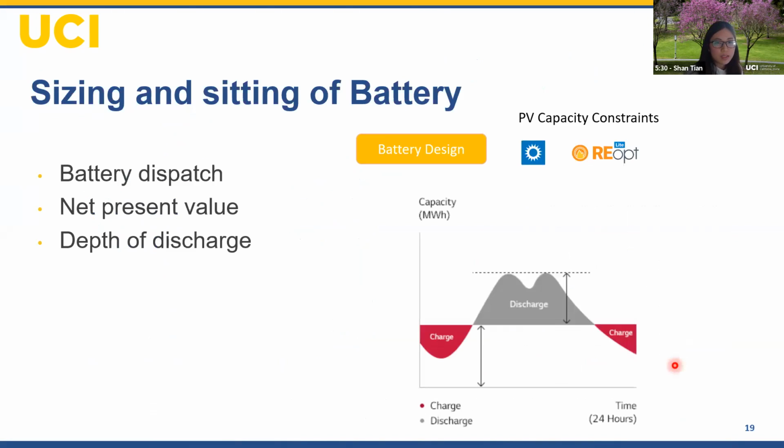The battery is used for shifting the electricity load by charging during the load valley and discharging during the peak load period. SAM and REopt are used to maximize the system net present value based on the system capital cost, net load, and the PV capacity constraints from the conceptual design. To reduce the maintenance and replacement of the battery, the depth of discharge will be designed to remain at 70 to 80%.